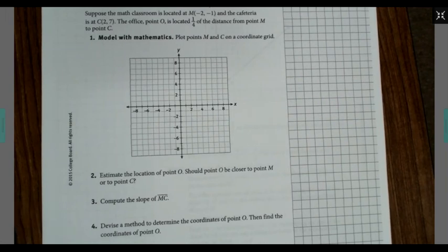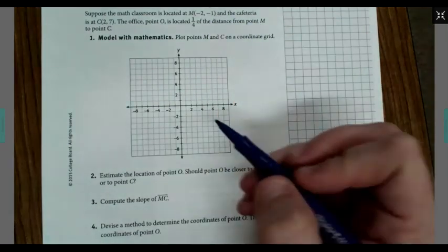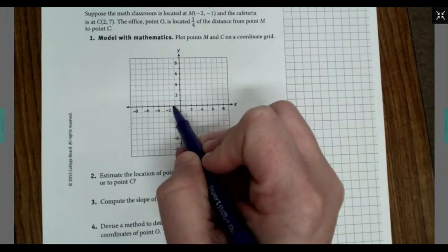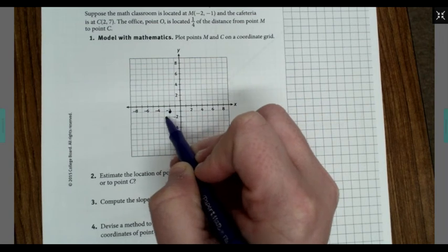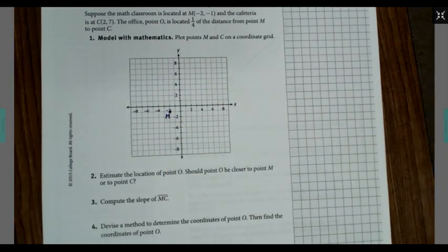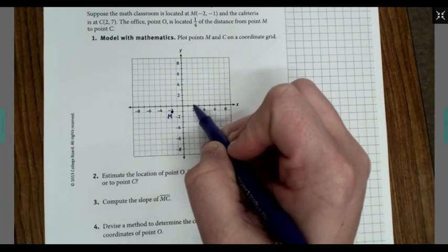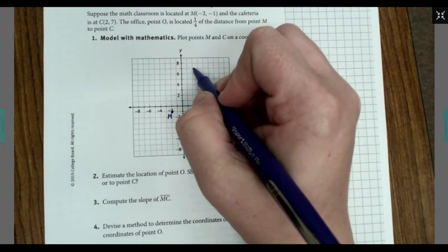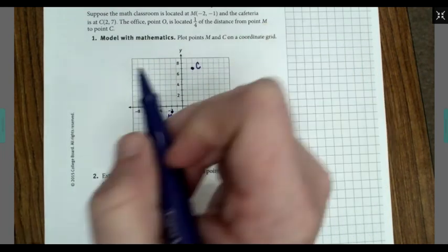It says, model with mathematics. Plot points M and C on the coordinate grid. Well, M is located at -2, -1. So I go origin, back 2, down 1. Going to plot that point. That is M. C is located at 2, 7. So we're going to go to the right 2, up 7. And I'm going to plot that with the letter C.